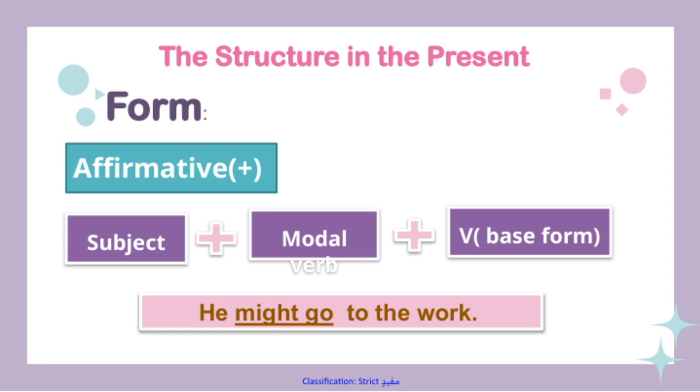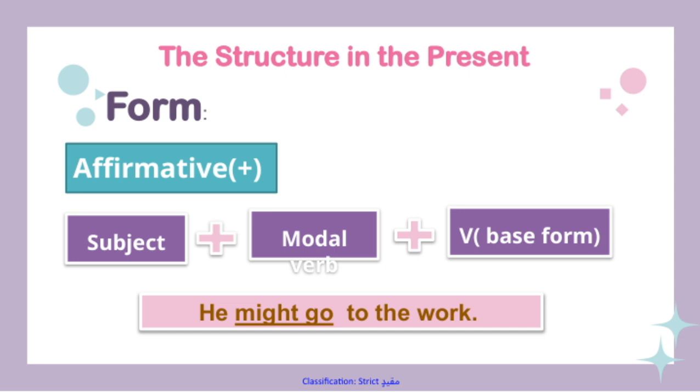For example, take the sentence, he might go to the work. Here, might is the modal verb indicating possibility. The subject is he, and go is the base form of the verb. It's important to notice that when we use modal verbs like might, can, or must, they come before the main verb, which stays in its base form.